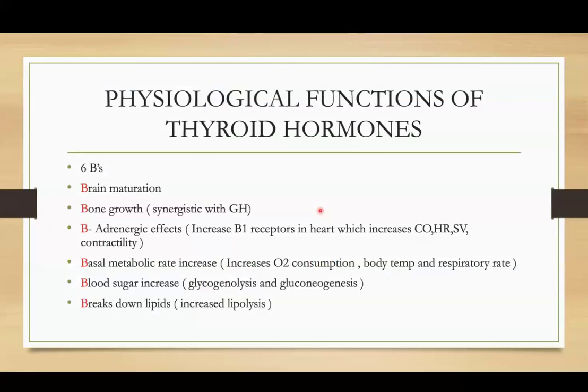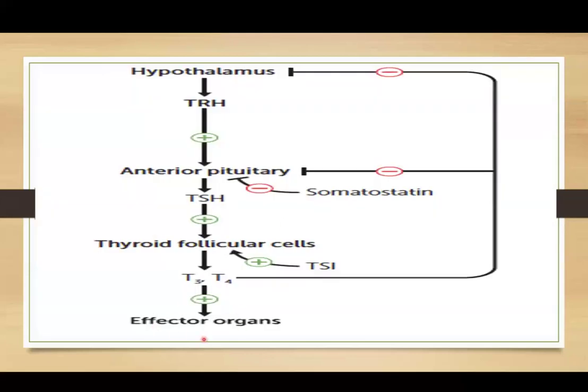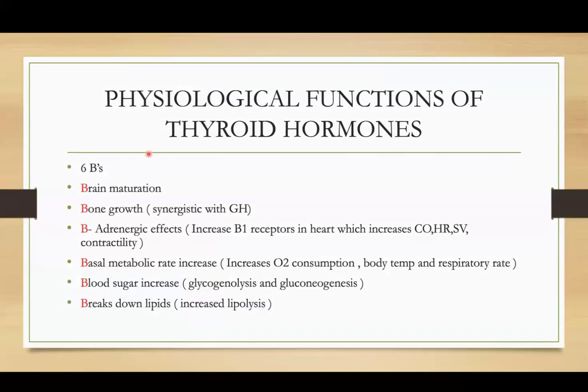Now, what do the thyroid hormones do? We said they have a function. There's an easy way to remember this, and it's the 6 Bs, right? B, brain maturation. B, bone growth. B, beta adrenergic effects. B, basal metabolic rate increase. B, blood sugar increase. And B, breaks down lipids. So the 6 Bs are its 6 functions.